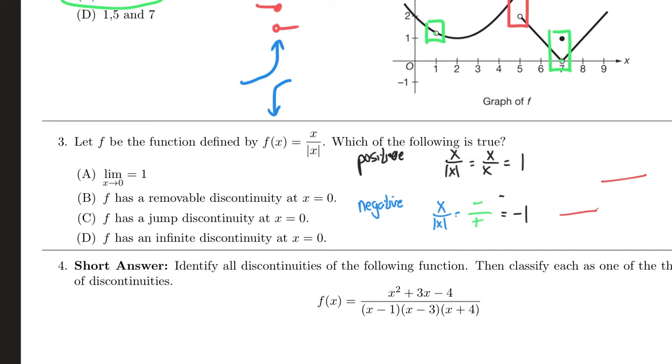I can't plug in 0. So what happens? I'm going to have a jump discontinuity at 0. All right, it's not removable because there's a gap. It's not infinite because these are canceling out in a way. All right, and this one gives you a jump. Jumps happen a lot with these absolute values because the positive and negative cause 2 different things to happen.